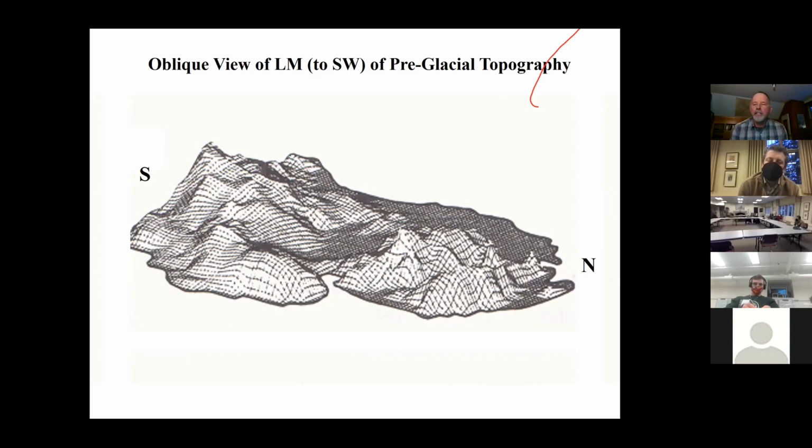This is the pre-glacial topography. This is the bedrock topography of lower Michigan before it was glaciated. South is to the left, north is to the right. We're looking down the axis of Saginaw Bay here towards sort of the southwest. And at this period of time, before glaciation occurred, this would have been like 3-4 million years ago, the highest part of the landscape, the hilliest part of the landscape, was in southern lower Michigan. This would have been the up north country of that time.